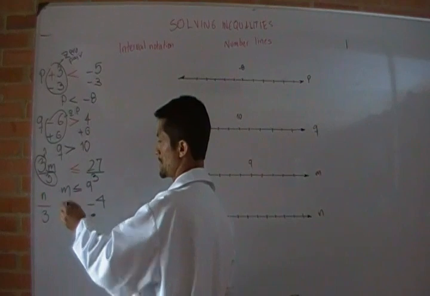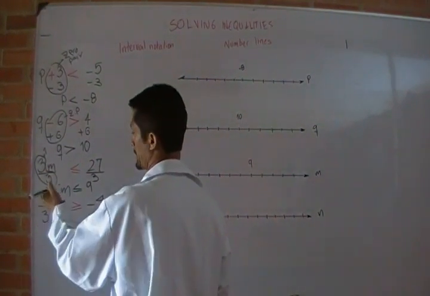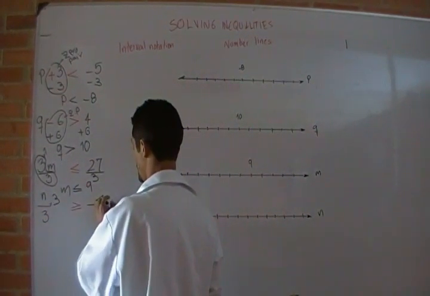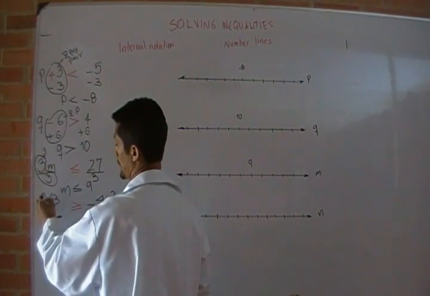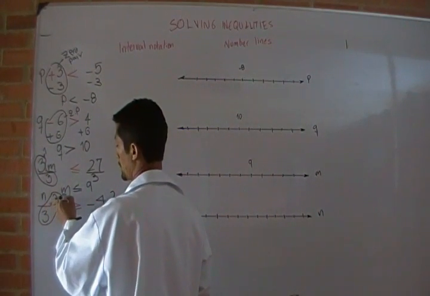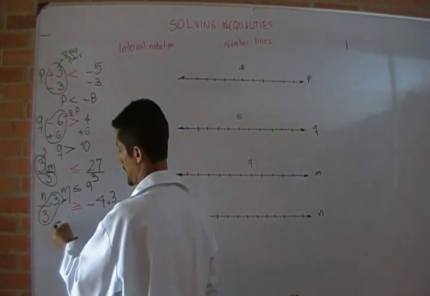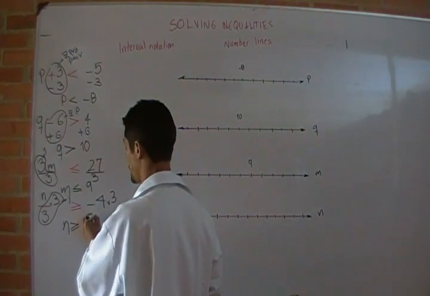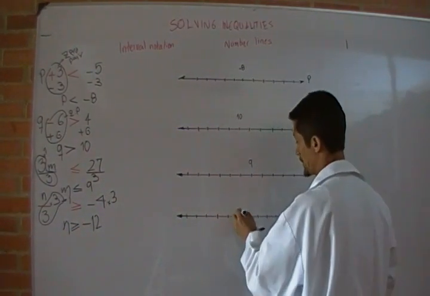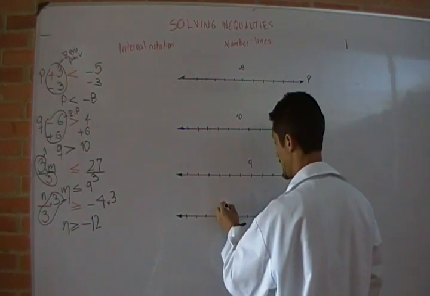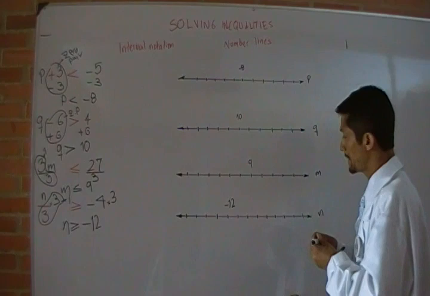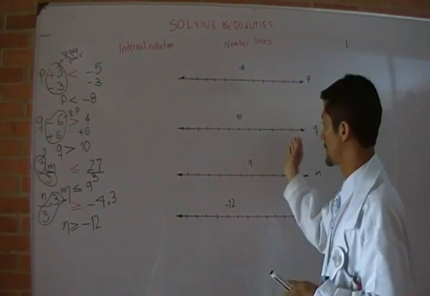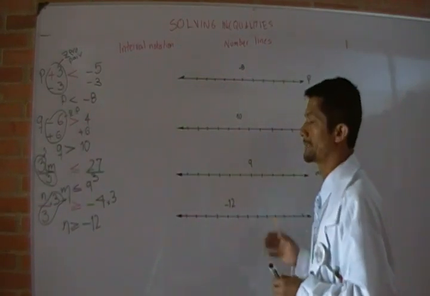The last example suggests division by 3. So the inverse operation of dividing by 3 is multiplying by 3. So that way, remember to do it on both sides. So that way this is again 1. n times 1, n, and then n is going to be greater than or equal to -12. In this case, I'm going to select this one to be -12. Obviously, in this case, -8 is to the left of 0, 10 is to the right of 0, 9 is to the right of 0, and -12 is to the left of 0.